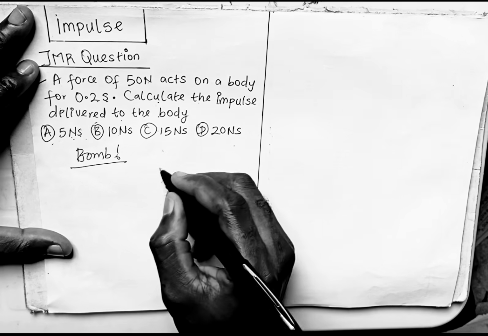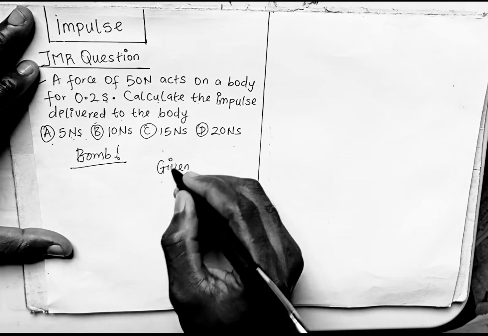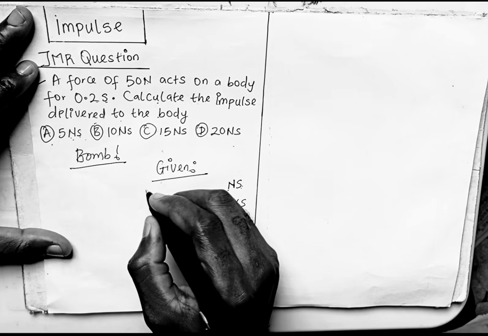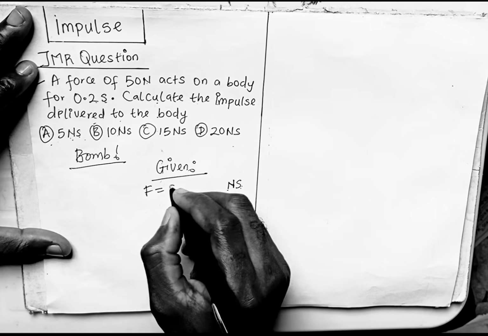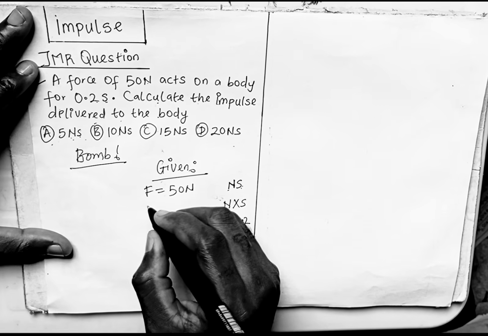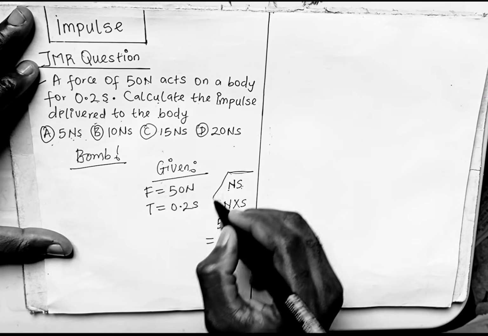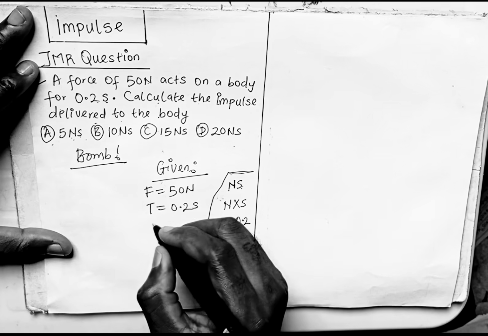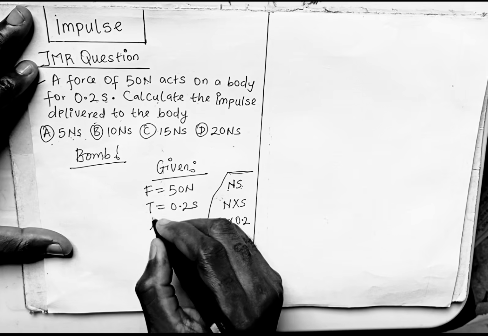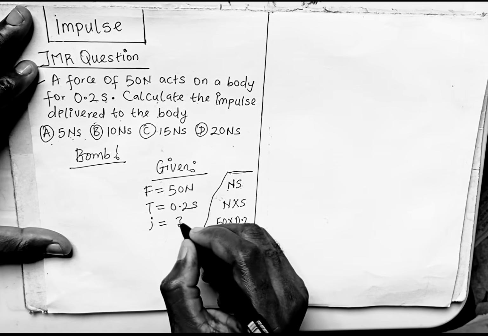So what was given to us? They gave us force, which is equal to 50 Newton. They also gave us time, which is equal to 0.2 seconds. They gave us force and time, and they said we should find what? Impulse. What's the symbol for impulse? J, equal to question mark. That's what we are looking for.